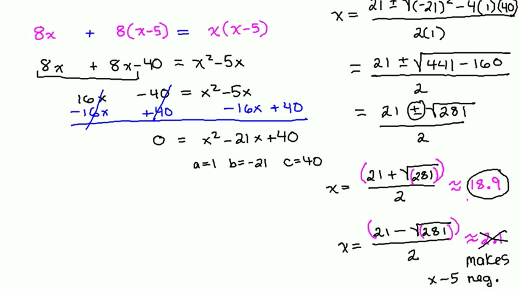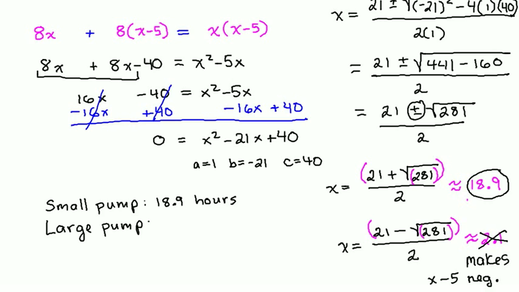X is 18.9, that's the time for the small pump. So the small pump requires 18.9 hours. And the large pump is going to be x minus 5. So I'll find 18.9 minus 5, which is 13.9. So that's going to be 13.9 hours for the larger pump.